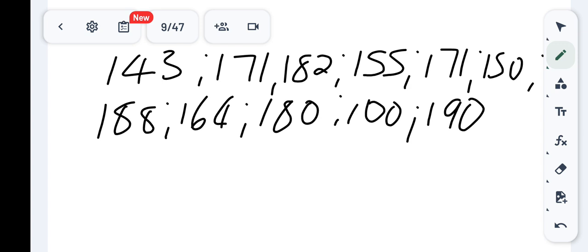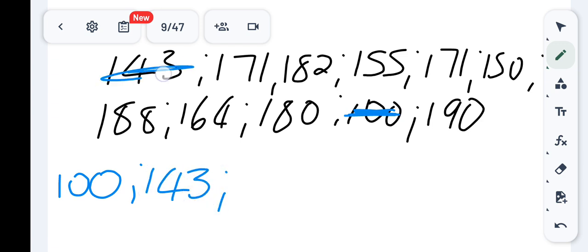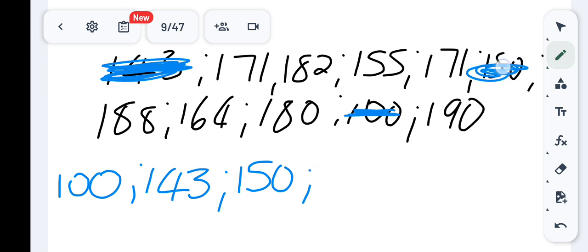What is the minimum value? The lowest, that is 100. So we are going to start with 100, then cancel it here, followed by 143, right? Yes, 143, cancel it here, followed by 150, I believe. Yes, 150, cancel it here, and then followed by 155. Yes, cancel it here again, followed by 164.